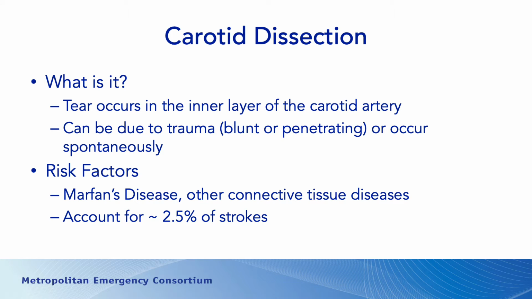Starting with carotid dissection, well, what is it? Well, it's a tear in the inner layer of the carotid artery. It can be due to blunt trauma to the neck or penetrating trauma to the neck, or it can occur spontaneously. Really, we see it more commonly with blunt trauma, simply because of the trauma that we see at East. So patients who have hanging injuries or any type of strangulation injury, any injury to the neck from blunt trauma, could be a seat belt across the neck, you have to think about carotid dissection.